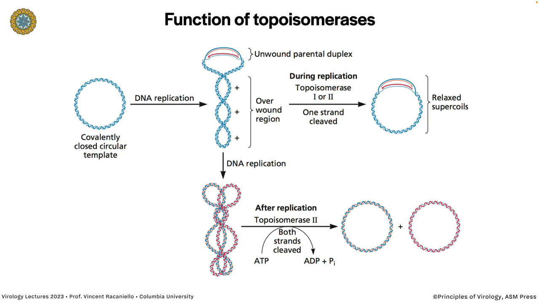And that will cleave both strands and release the two circles. They have to be ligated together, of course, but now you have two independent circles. That's the only way you can get around it if you're using a circular double-stranded DNA template, right? So that's how we replicate SV40 DNA.